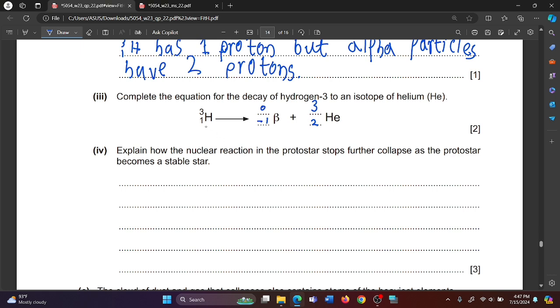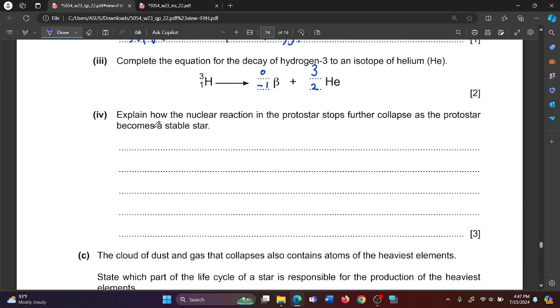Now let's balance the proton number. Hydrogen has 1 and beta particle -1, helium 2. If we add both, 2 minus 1 becomes 1. So this is the equation. Now let's move on to part 4. Explain how the nuclear reaction in the protostar stops further collapse as the protostar becomes a stable star. Okay, this is very easy.